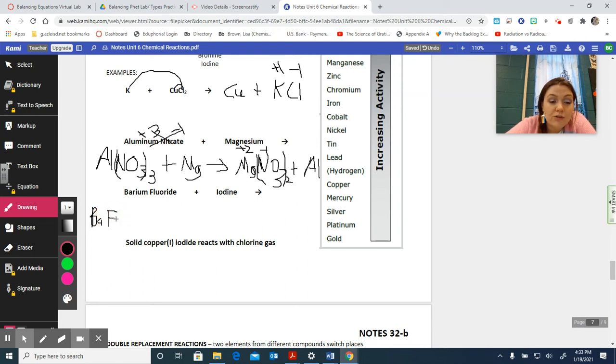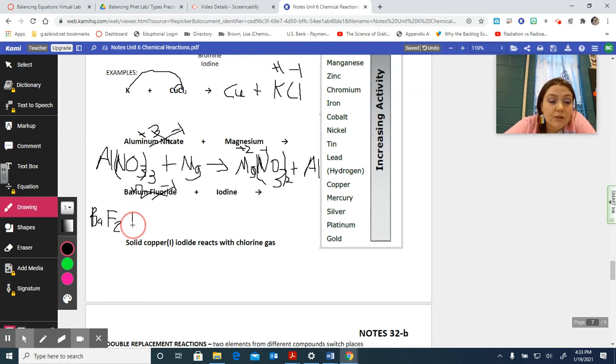Remember that we have to write their charges and crisscross them if it's a compound. So barium has a +2 on the periodic table. I wrote that on top of it, but it's +2. Fluorine has a -1, so those don't balance. So the 1 has to come down, and the 2 has to come down. So the 2 is going to come to the fluorine, like so.